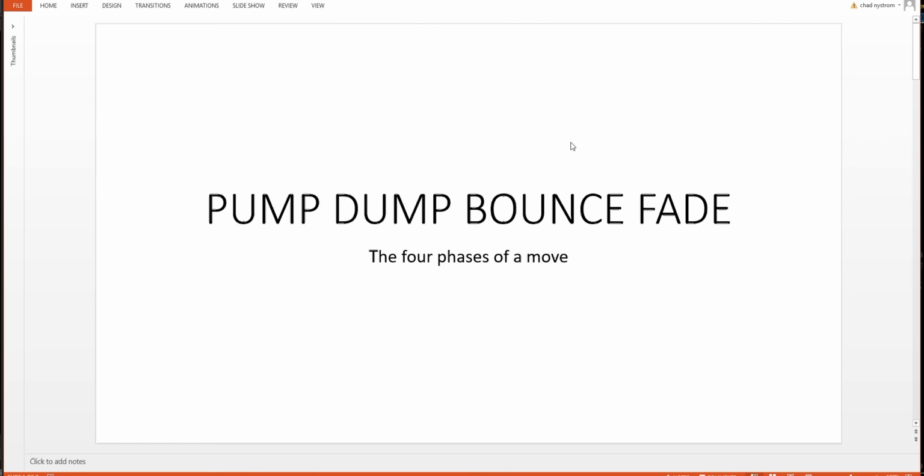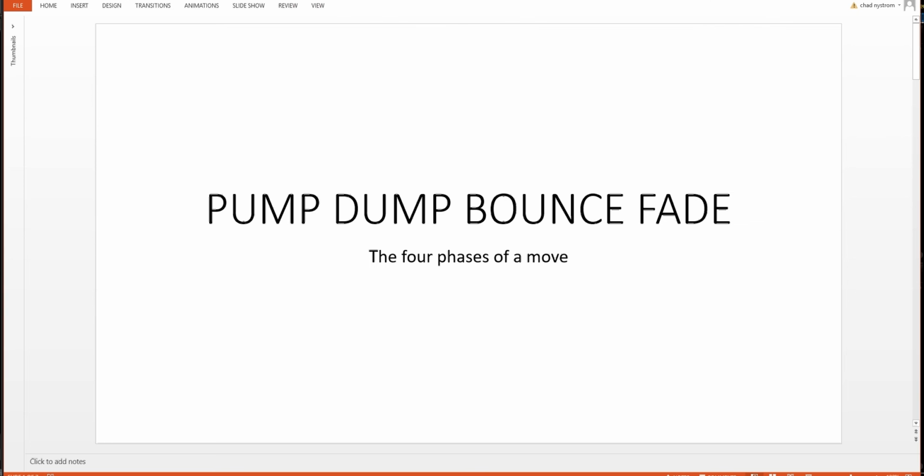Going to do a quick lesson today with some shots from today, 12/28, December 28th. And it's basically on the general flow of a move and the four phases that a move goes through in what is considered to be a move. It's referred to as pump, dump, bounce, and fade.